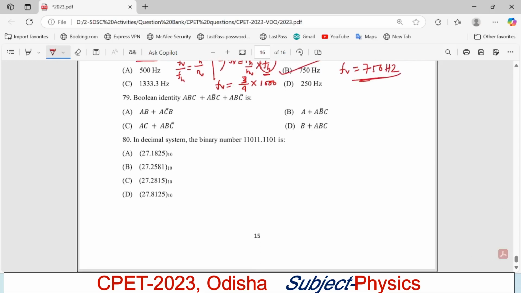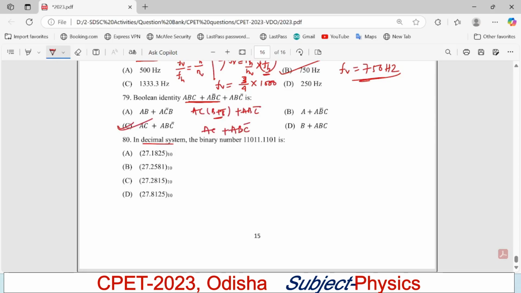Next question, Boolean identity A plus ABC plus A B bar C plus A B C bar. If I am going to solve, what will be the correct option? Here you just take common from these two terms AC. We can get B plus B bar, plus ABC bar. B plus B bar is nothing but 1. We found AC plus ABC bar. Option C is the correct answer.